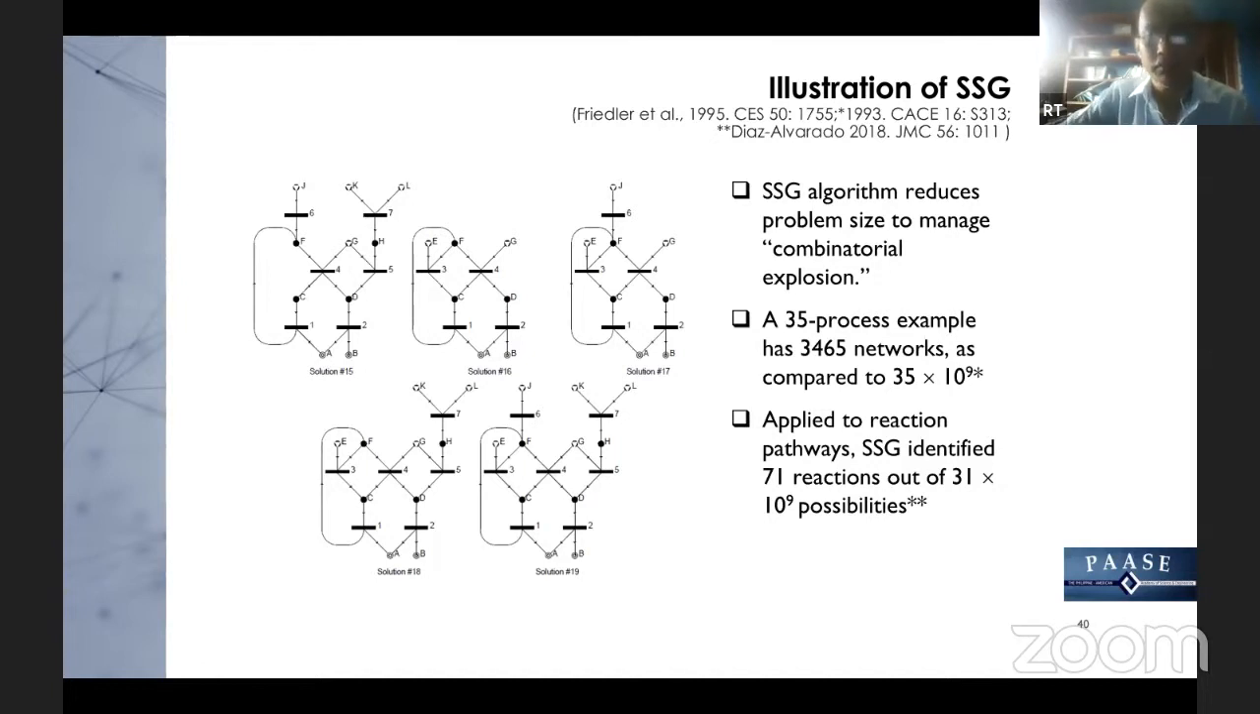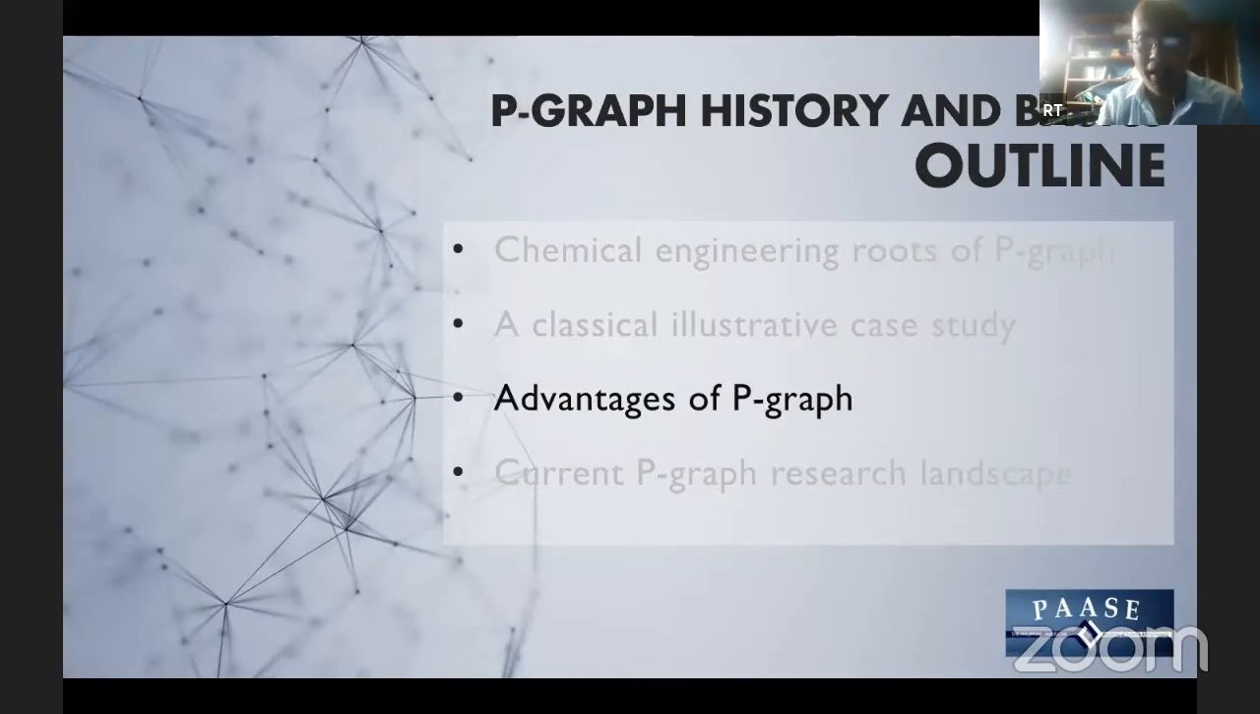For instance, one of Friedler's earlier works with 35 process units, which combinatorially would lead to 35 billion combinations if you were not to screen them for combinatorial feasibility. So 35 billion. But when he used SSG, they scaled it down to just 3,000 network structures. So that was scaling down the problem by a factor of 1 million for what was a medium-sized design problem. Okay, if we go to the next slide, those are MSG and SSG algorithms.